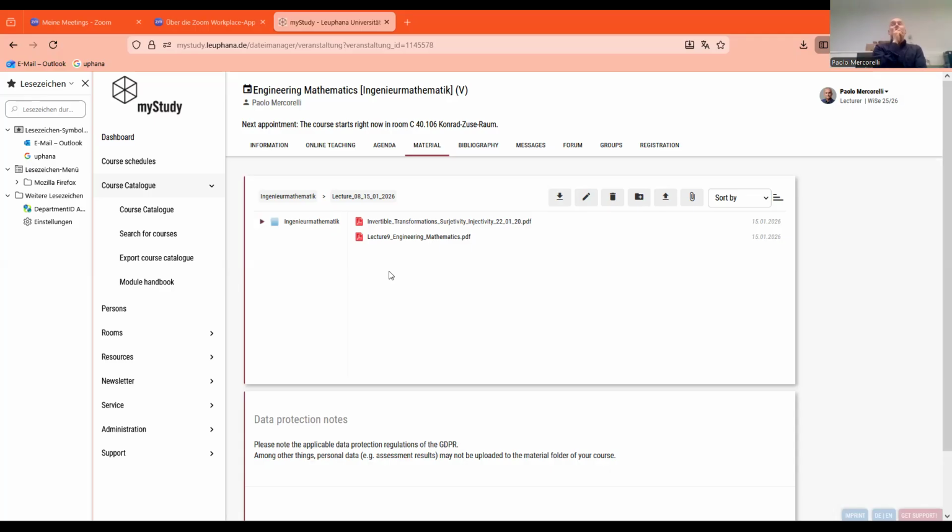A linear transformation T from V to W, we will see more in depth the meaning of V and W today, is said to be injective if and only if T of x equals T of y implies that x equals y. X and y belong to the domain. V is the domain, W is the image. We will see what I intend.